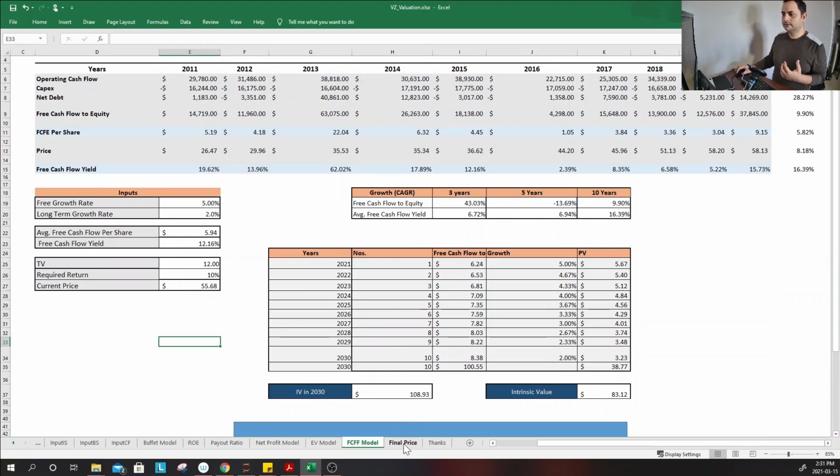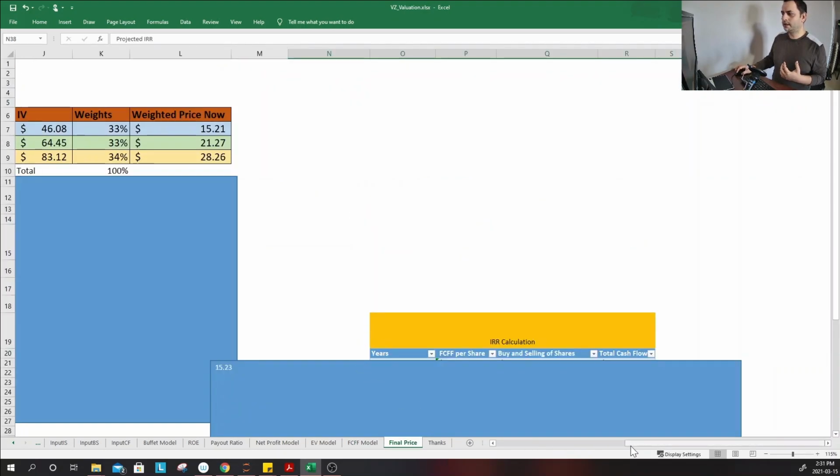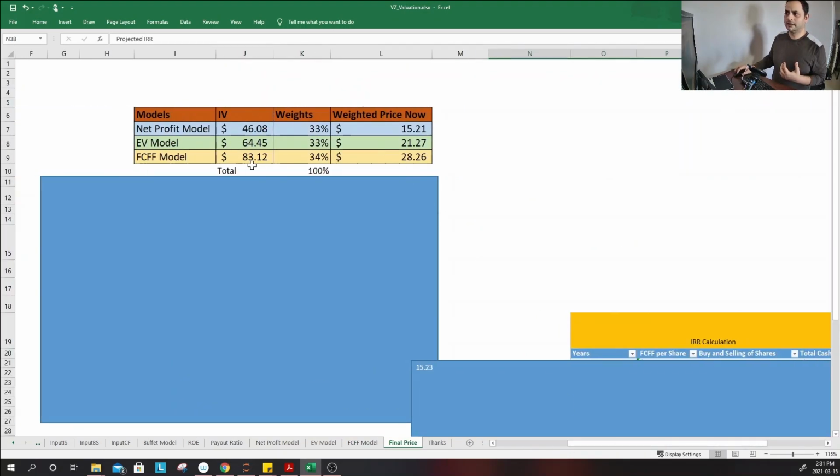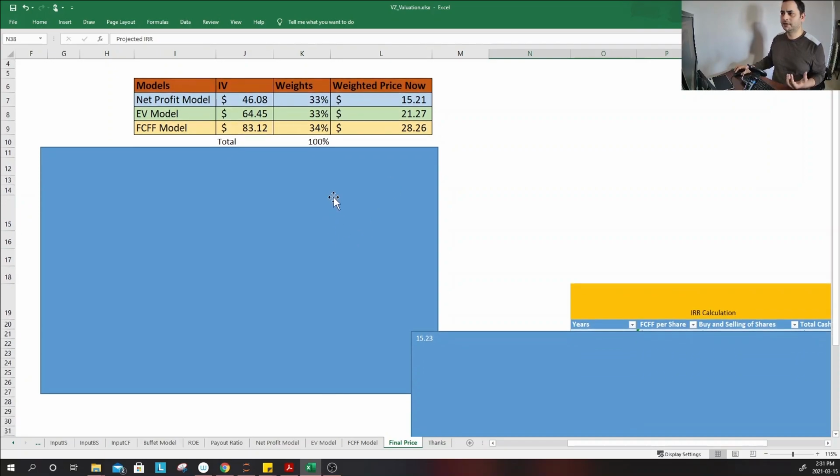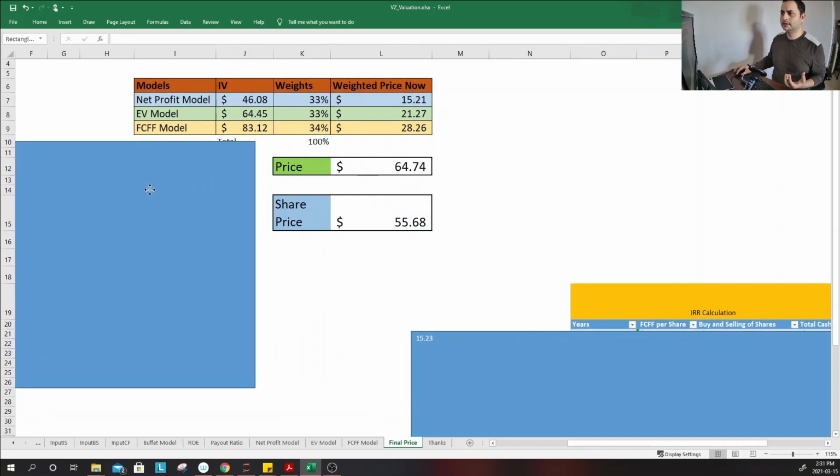So if I just weight all three models, $46, $64, and $83, which is today's intrinsic value price, and give them all equal weight, my price will be $64.74. And right now the market price is $55.68. And if I tell you the price at which Warren Buffett bought the stock, he bought a little bit expensive. So let's check it out.